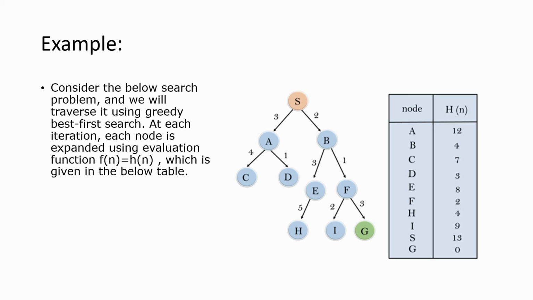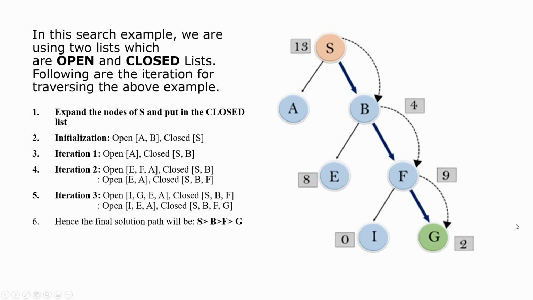Here we have an example. Consider the below search problem and we will traverse it using greedy best first search. At each iteration, each node is expanded using an evaluation function f(n) equal to h(n), which is given in the below table, which is here. So there is a starting node S and a goal node here, which is the destination. So first, let's start the traverse. In this example, we are using two lists, which are the open and closed lists. Following are the iterations for traversing the above example.